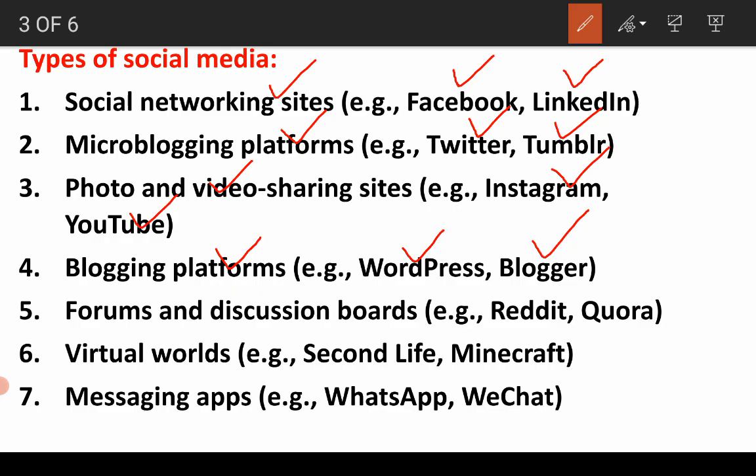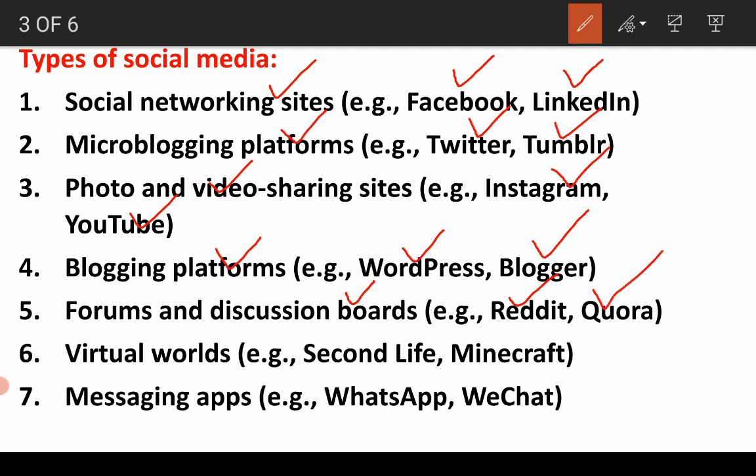Then you have forums and discussion boards. Forums and discussion boards are the social media sites where you can interact with other people, sharing content and seeking their views about the content. So examples are Reddit and Quora.